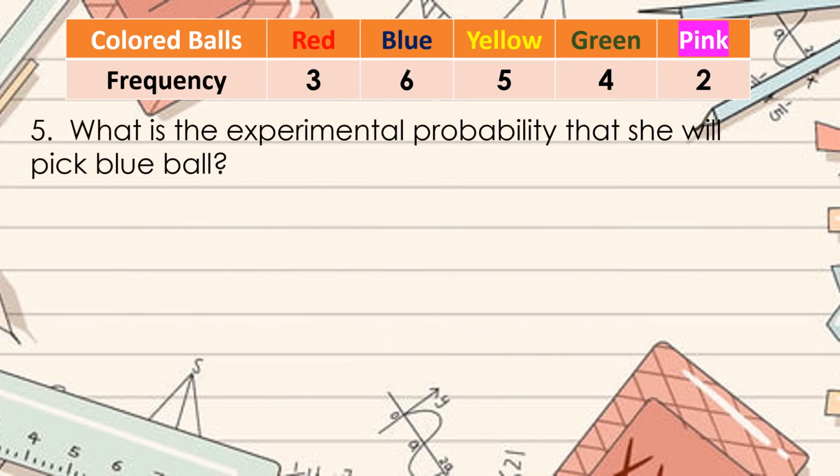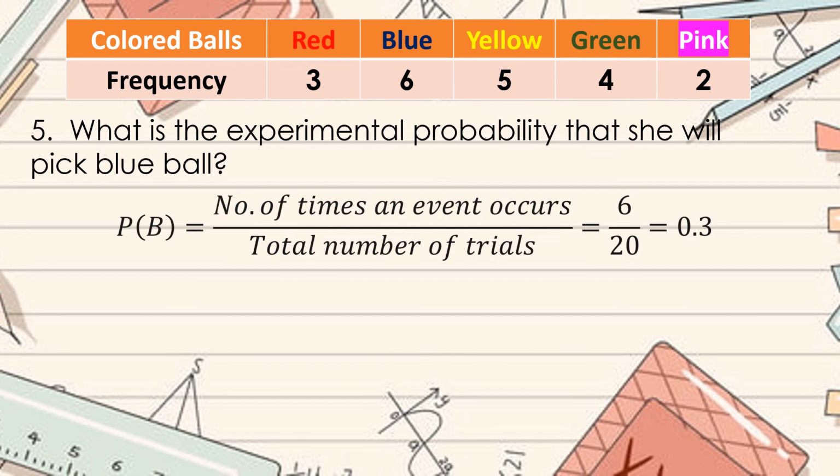Number 5, what is the experimental probability that she will pick blue ball? For the solutions, ang dami ng beses ng pagbunot niya sa blue ball ay 6. So, nakalagay dito ay 6 over the total number of trials, which is 20. So, 6 over 20 is 0.3 or 30%.